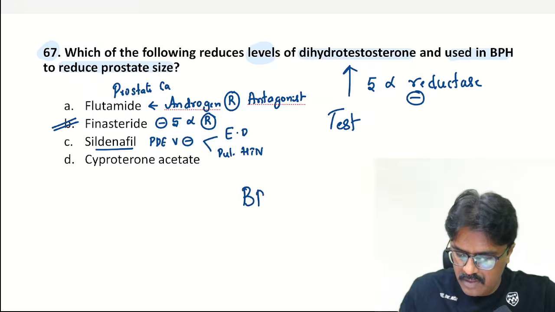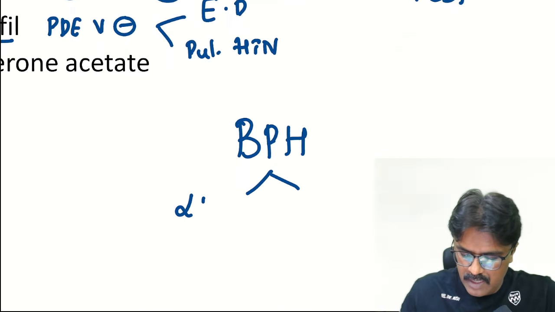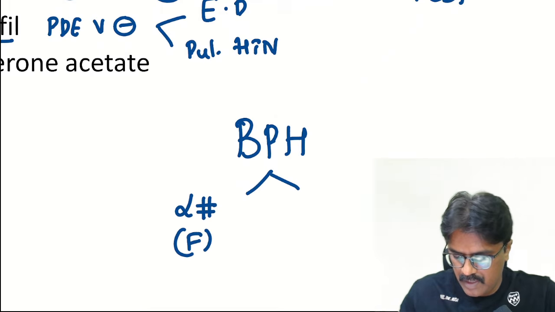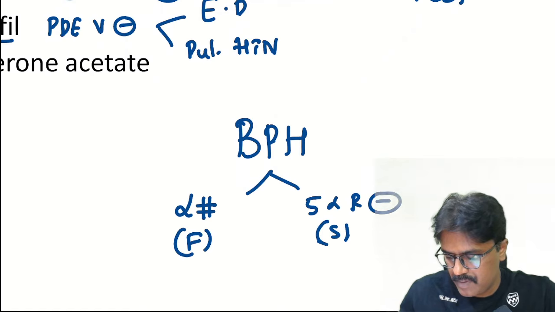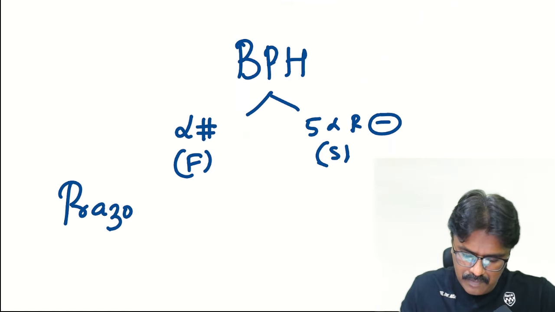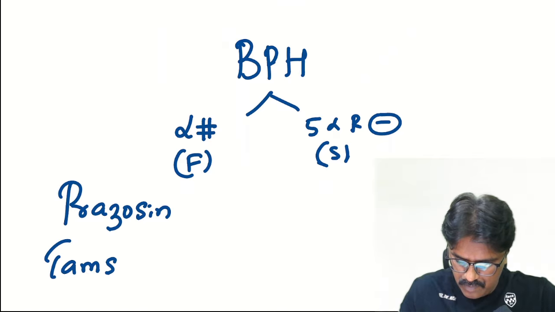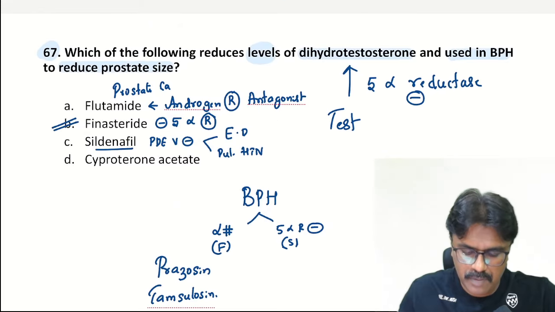BPH. Remember the drugs for BPH. Two types of drugs we use. Alpha blockers, fast acting, and 5-alpha reductase inhibitors, they are slow acting. The alpha blockers which we use are prazosin and tamsulosin. So these are drugs for BPH.